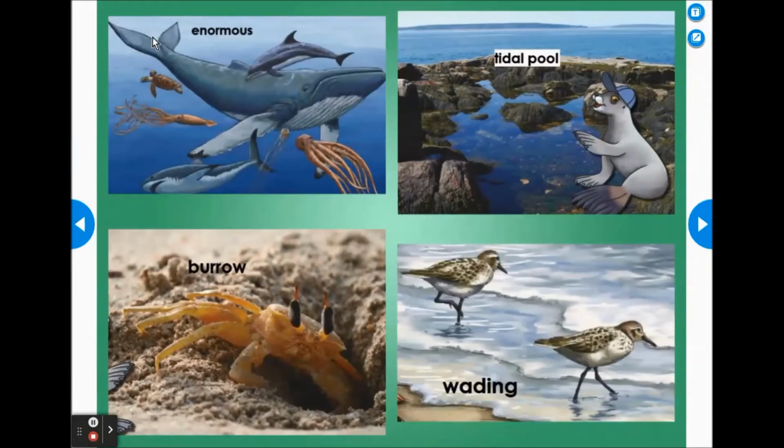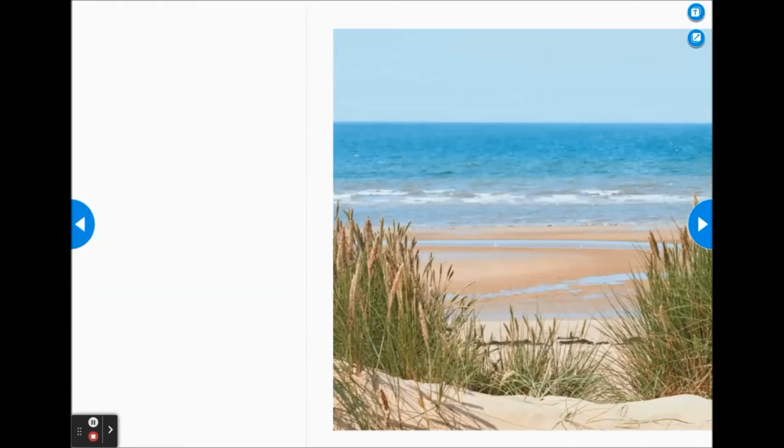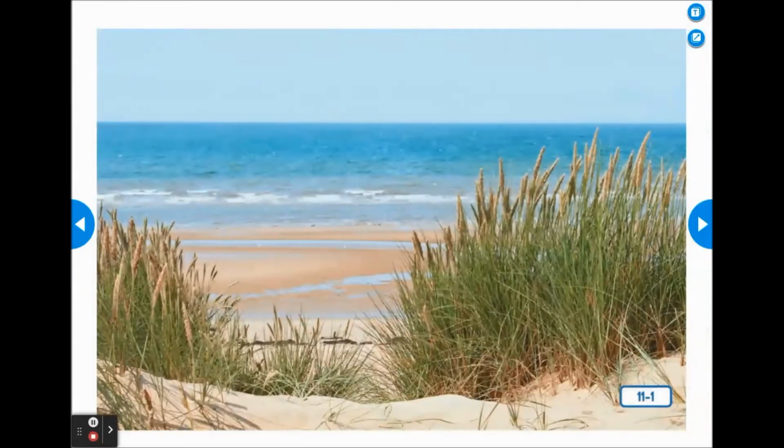Remember, we saw the enormous whale and we saw Samson seal in the tidal pool. And we saw that crab digging the hole. He's in the burrow. And those birds are walking in shallow water. They're waiting. This is our ocean habitat. We see the ocean and we see the beach with the sand and the beach grass.